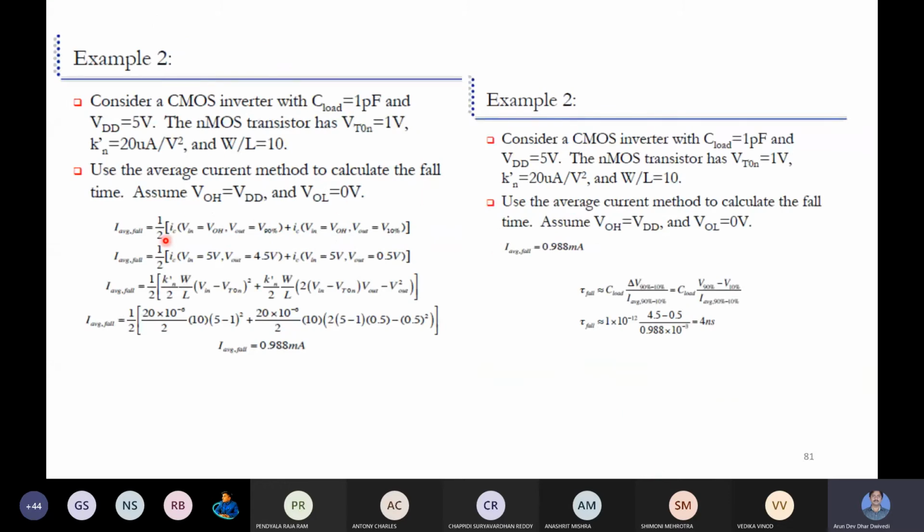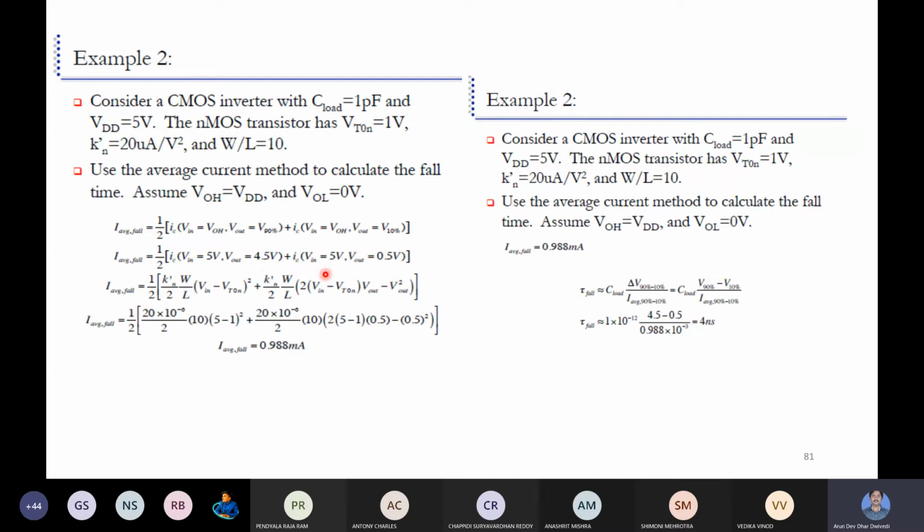First, you have to calculate I average during the falling of the output pulse. So it is half of [I at Vin equal to VOH and Vout equal to V90%, plus I at Vin equal to VOH and Vout equal to 10%]. In this case, the second current will use the linear current equation. Here the saturation current equation will be used. Obviously, Vin equal to VOH means 5. VOH is basically 5 volt. VOH is equal to VDD, and Vout is 90% of 5 volt, which is 4.5.